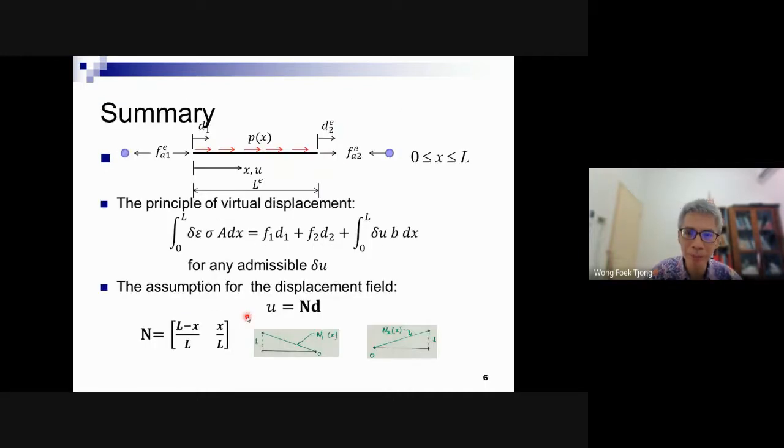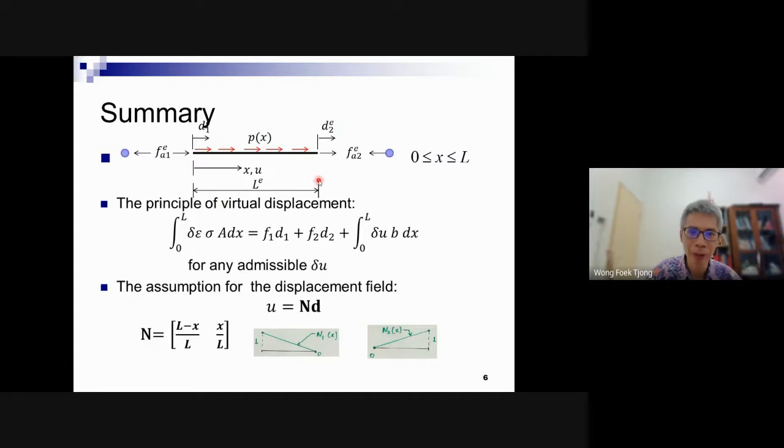So this is the summary. Again, what we are talking about today is what? The formulation of a very simple element, the simplest element, the bar element, right? When we formulate this, what we did, we have a bar structure and then we divide it into several elements and then we consider a typical element like this, right? Remember.